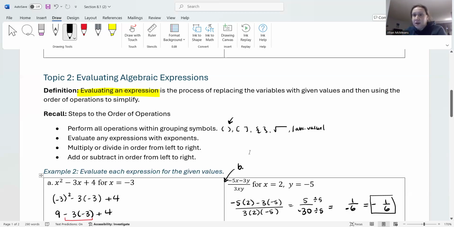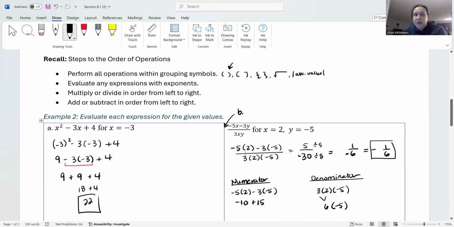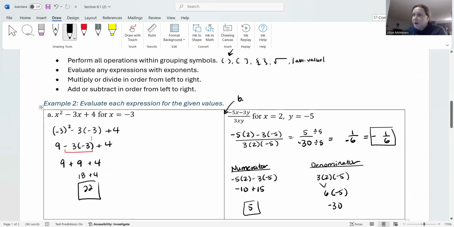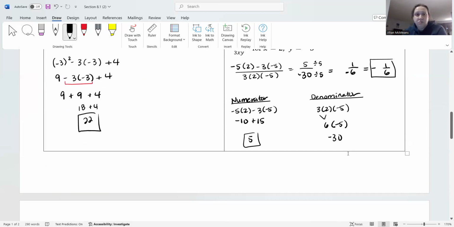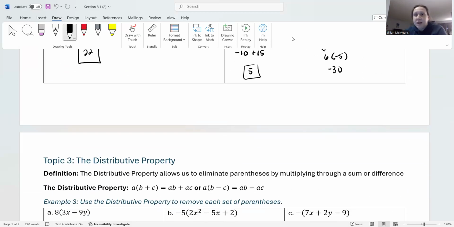Okay, so really basic, nothing too crazy. The expressions that you may have to evaluate here might be a little bit more involved than what we did previously in the course, but nothing too crazy. All right, so next up we'll do the distributive property and then we'll end with simplifying algebraic expressions.